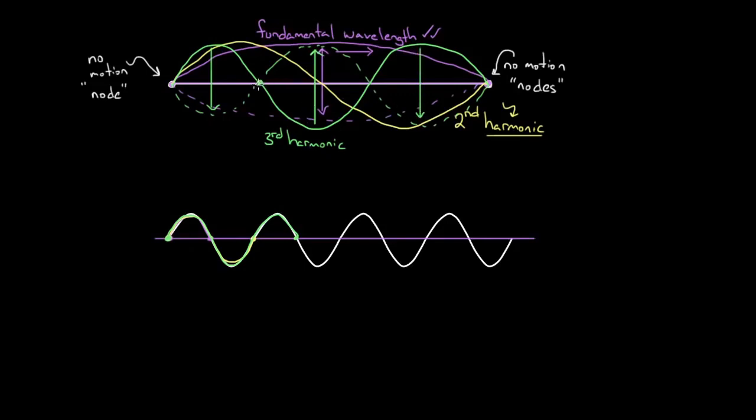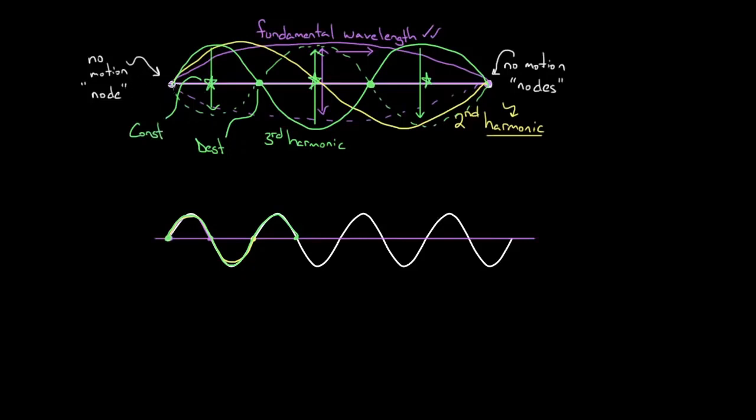But note, this point right here just stays put. That's not even going to move. That's a node, and so is this point right here. These points happen because of the wave traveling to the right, bouncing back to the left. At this point and this point, you're getting destructive interference between those two waves. Similarly, at these points where you're getting the maximum displacement, the two waves are lining up in such a way that they're interfering constructively.